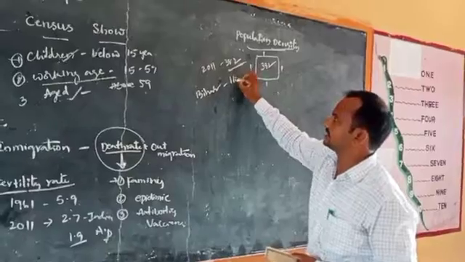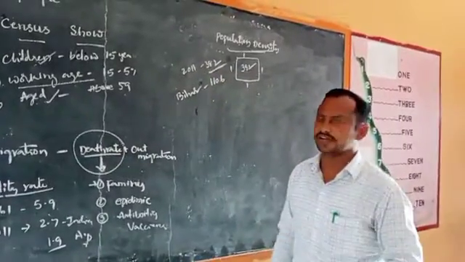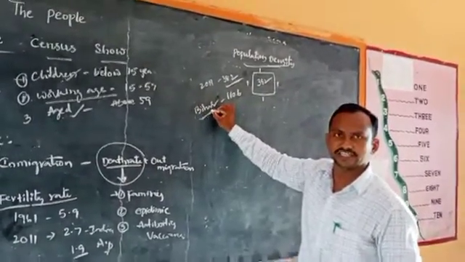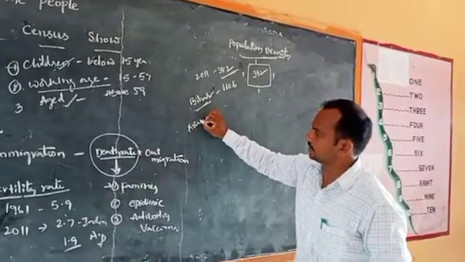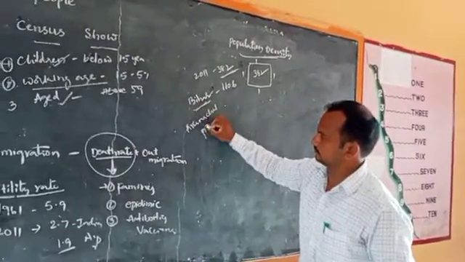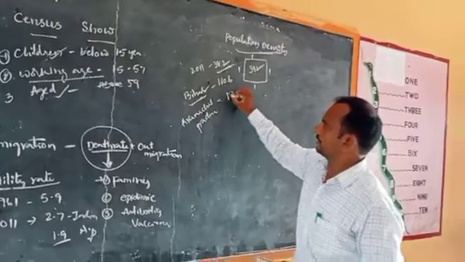In India, the highest density is found in Bihar state. That is 1106 members living in 1 square kilometer. The highest density populated state in India is Bihar. The least is Arunachal Pradesh. That is only 17 members.